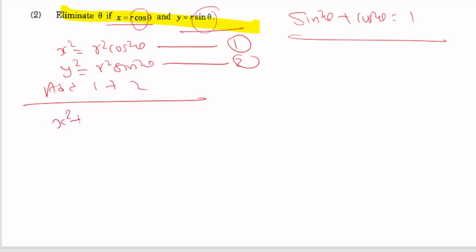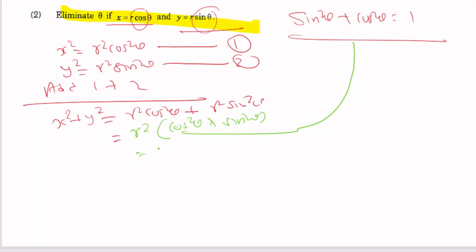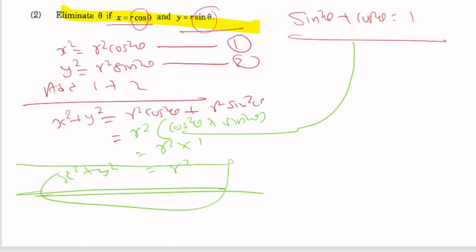So what will happen? x square plus y square, left hand side added to left hand side. Similarly, right hand side added to right hand side, and we have a common factor here. What is common? r square is common in the bracket, cos square theta plus sine square theta. So we know this is 1, so r square into 1 equals r square. This way we have removed theta and we got this particular equation. Isn't it very easy? Now finally we have finished all the questions of this particular chapter. We have finished all the questions of this question paper of 2003 geometry.